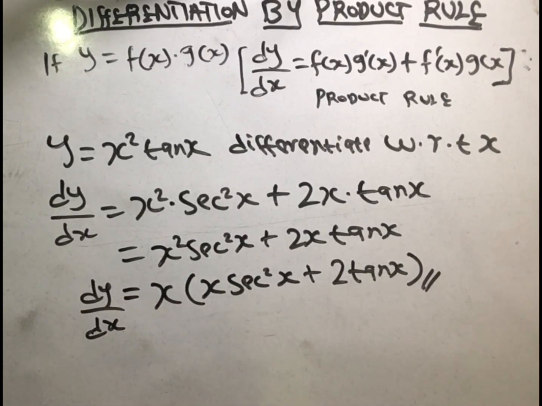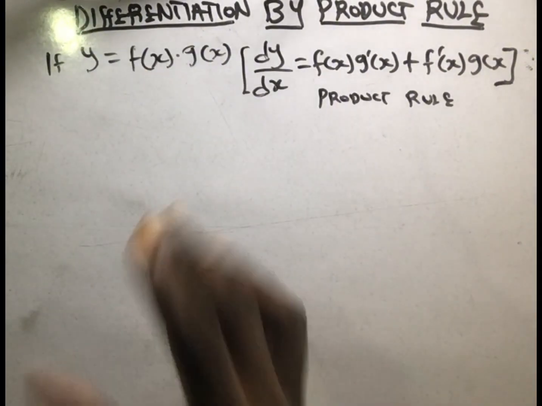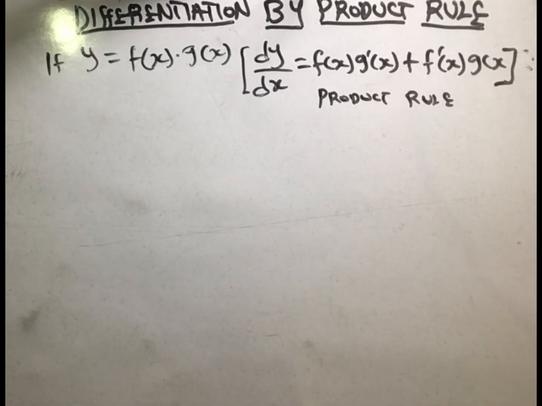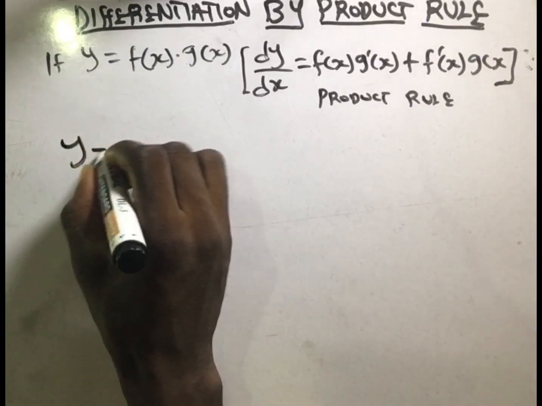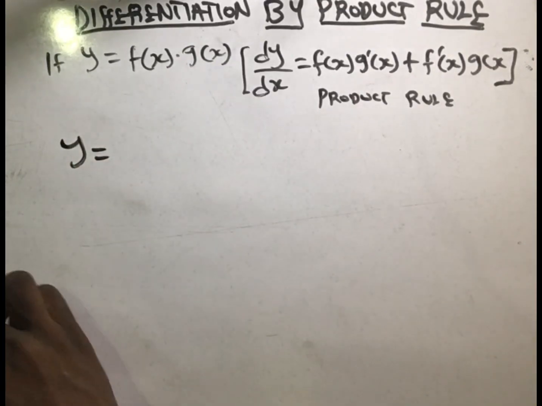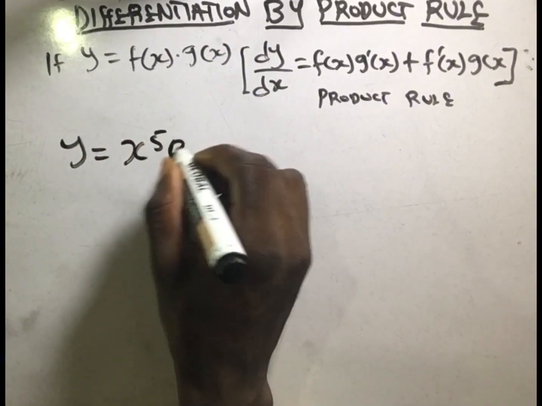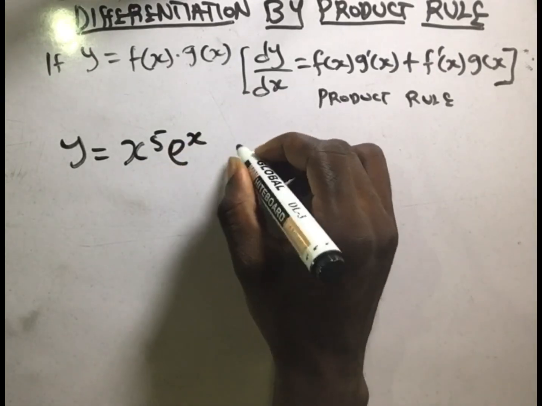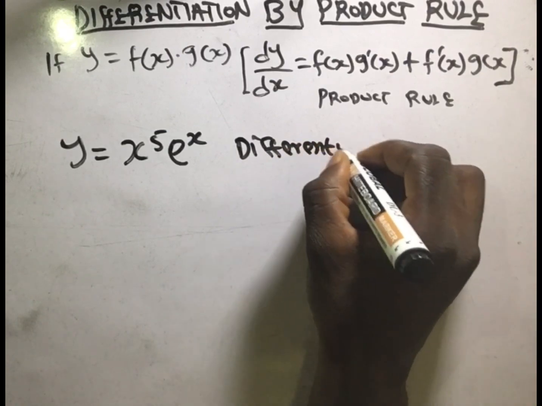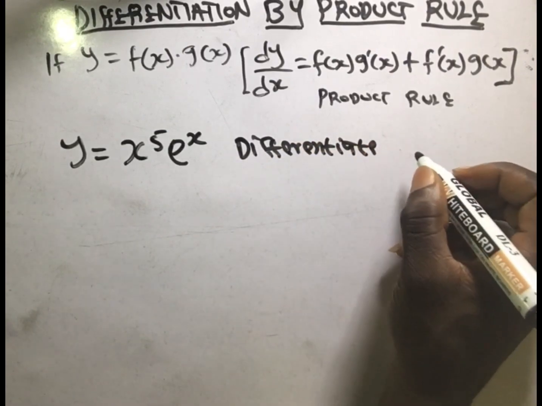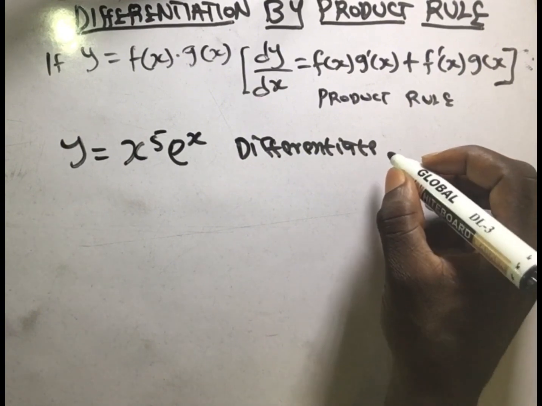So I would like you to solve the next one by yourself. If you could utilize this formula, you can see how simple product rule is. Okay, so let's apply it to another question. I would rather prefer you to pause this video and attempt this question yourself: x to the power of 5 times exponential x. Now, if I have to differentiate this with respect to x, how do you go about this? Please feel free, pause the video, try it yourself, and if you don't get it, we can solve it together so that you can get it right.